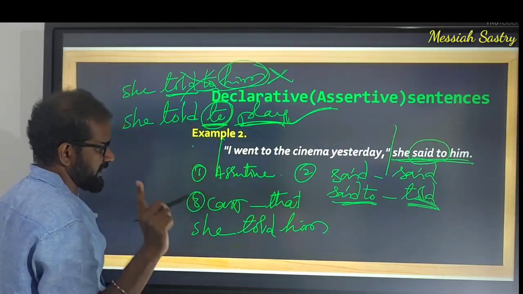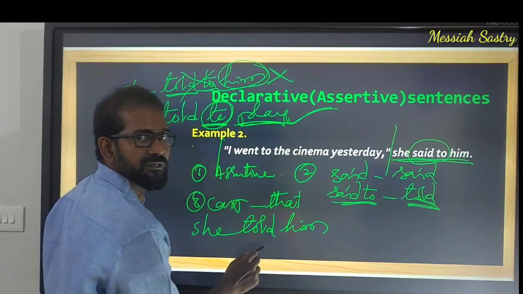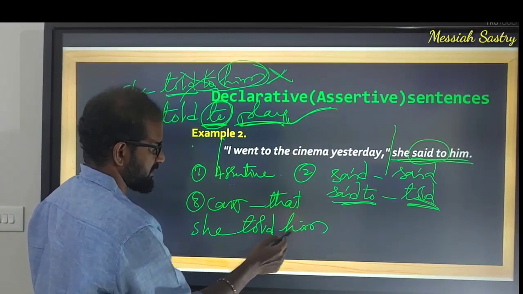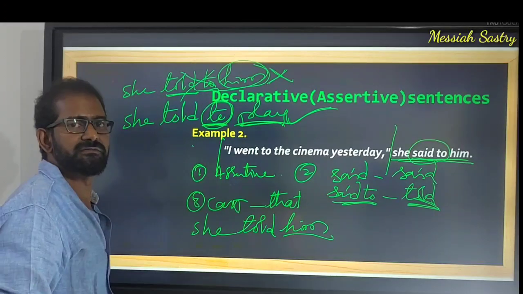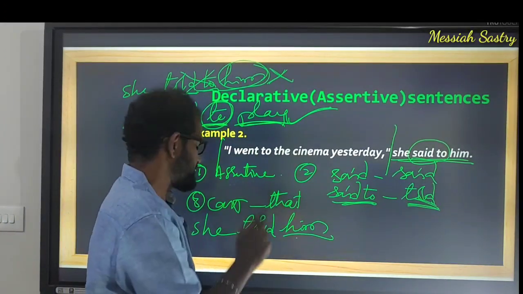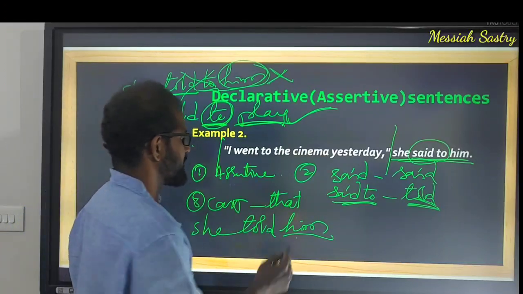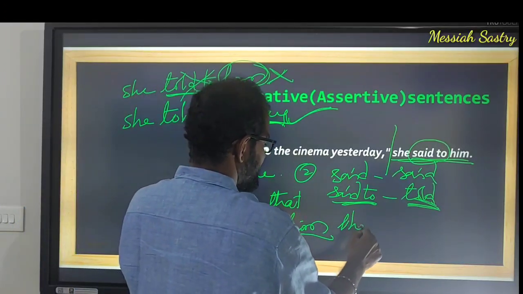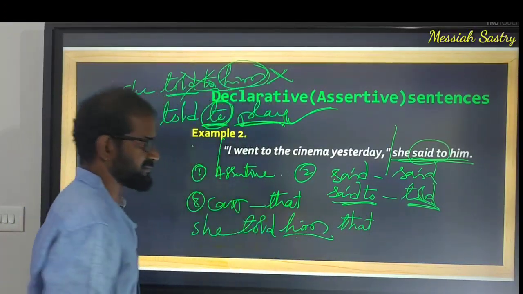So remember, never keep "to" after "told" here when there is a listener. When there is a listener, no "to". She told him, what is the conjunction? That. She told him that.